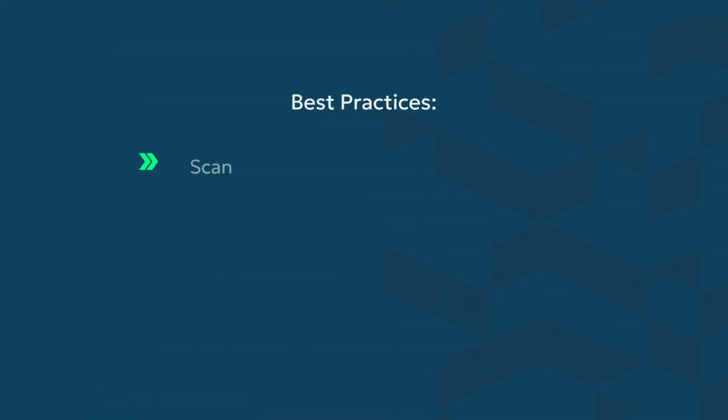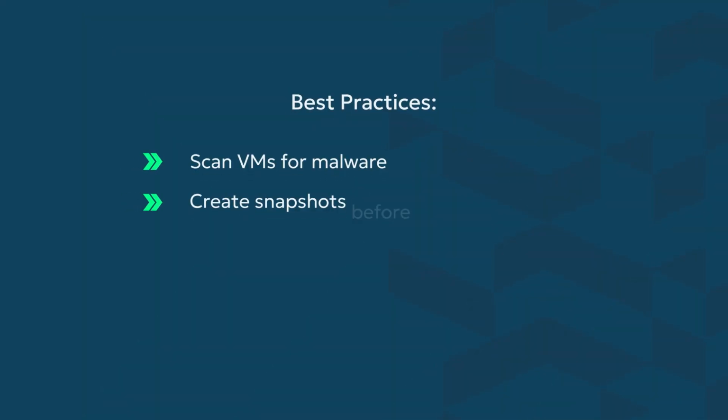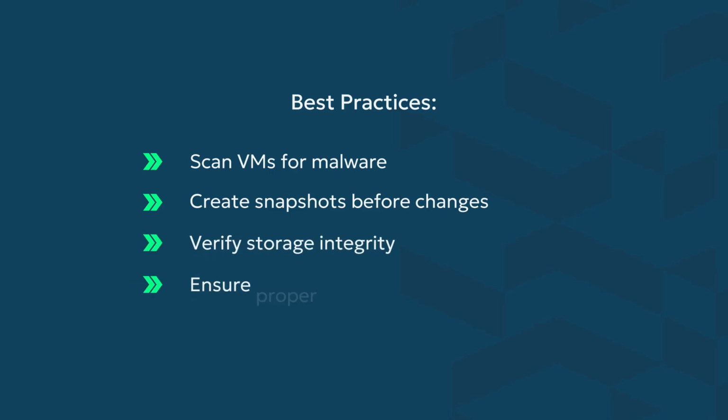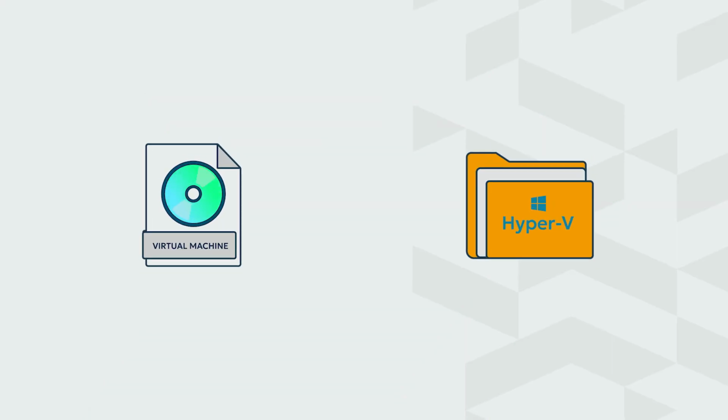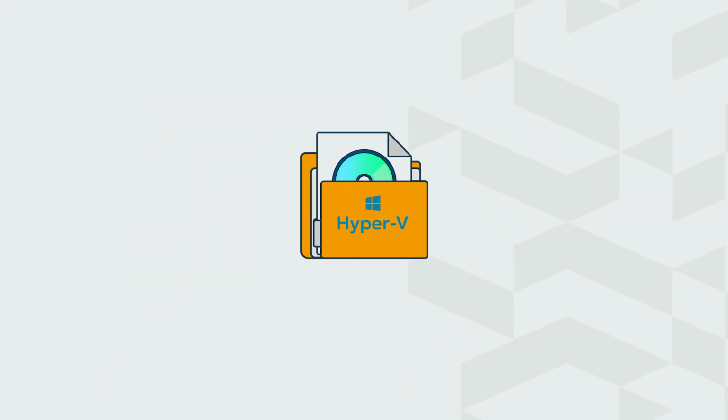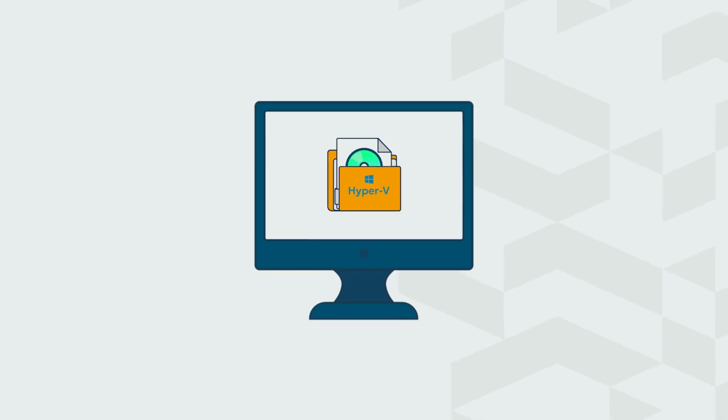Best practices include scanning VMs for malware, creating snapshots before changes, and confirming storage integrity. Also, ensure virtual networks are configured properly to prevent connectivity failures after import. Hyper-V VM importing is powerful and flexible, supporting business continuity and efficient resource management. With careful preparation and the right method, you can ensure every VM import is successful.